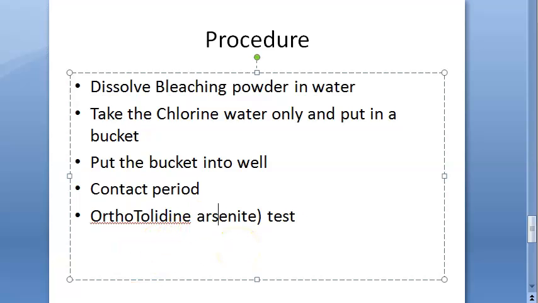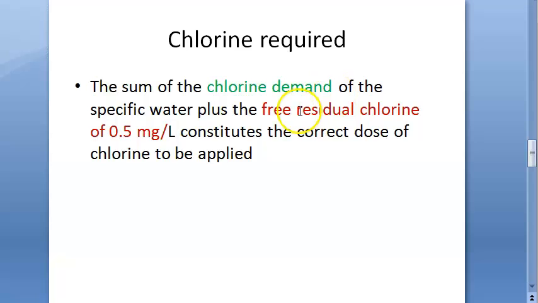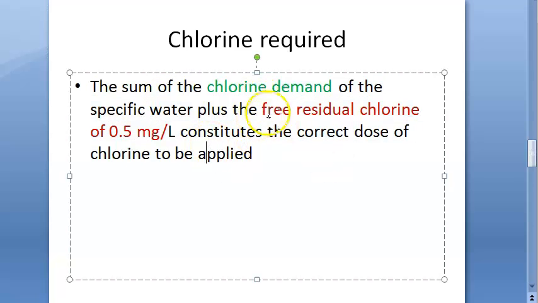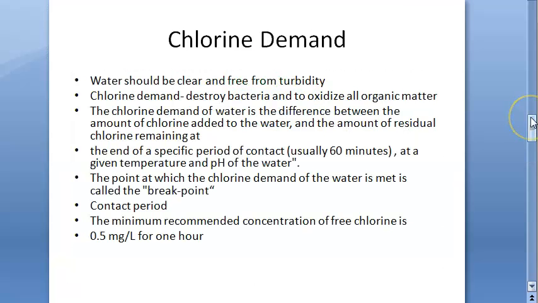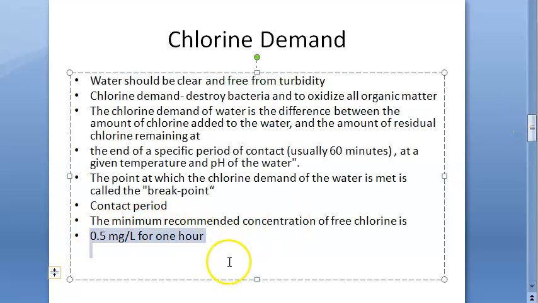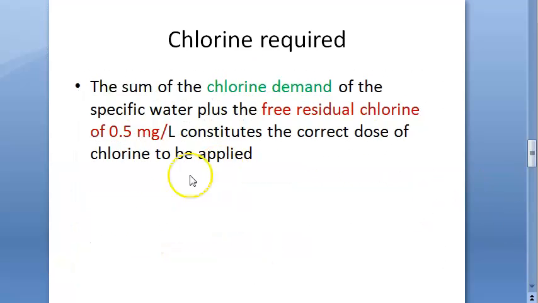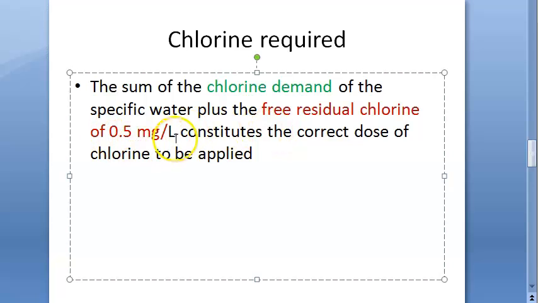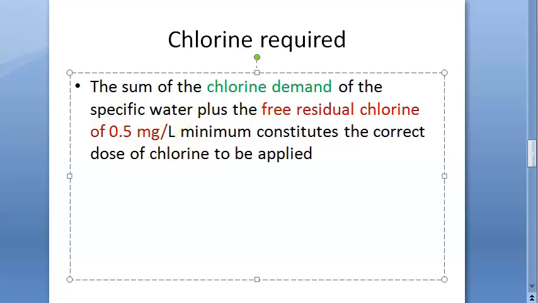Orthotoluidine arsenite test, they are saying. And here, what exactly do you do? Basically the free residual chlorine can be 0.5 milligram per liter. So after meeting the chlorine demand, some free residual chlorine also can be there. It should be around 0.5 milligram per liter. They are saying minimum should be this much, so more than that is good only, right? Minimum this much, 0.5 milligram per liter.